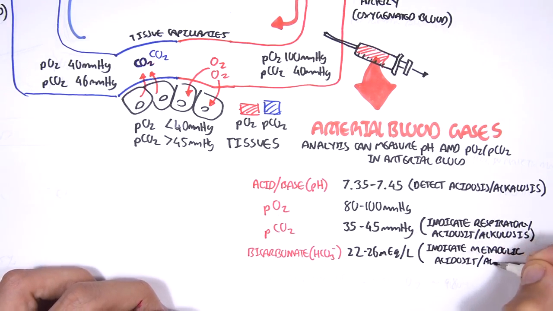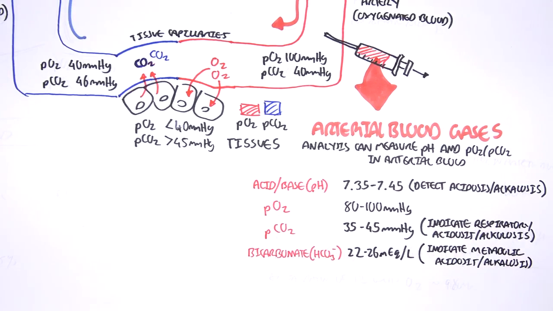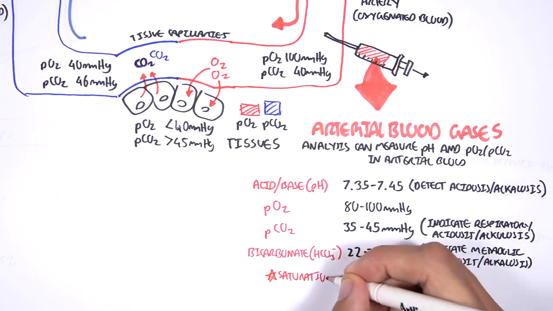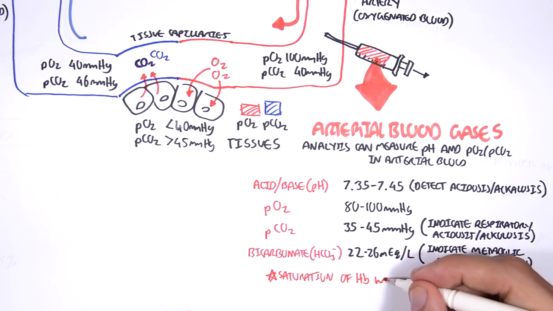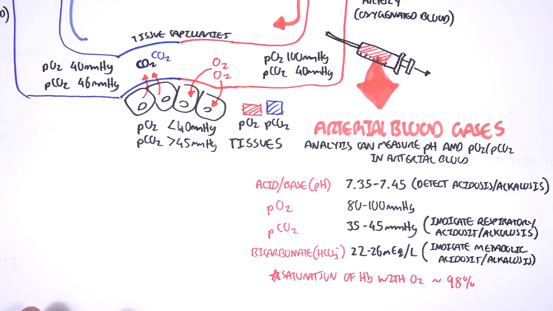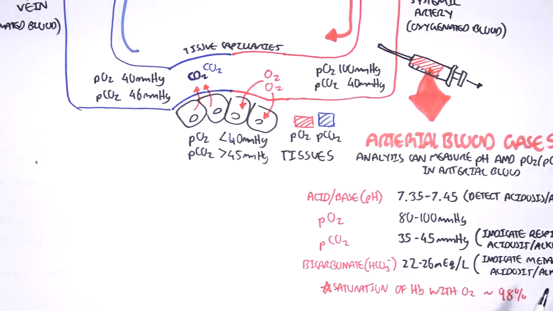But obviously you have to use all these readings together to formulate a proper cause of acidosis or alkalosis. And just an important note to make: the saturation of hemoglobin with oxygen in the arterial blood gas is about 98%. So the hemoglobin is saturated with oxygen.